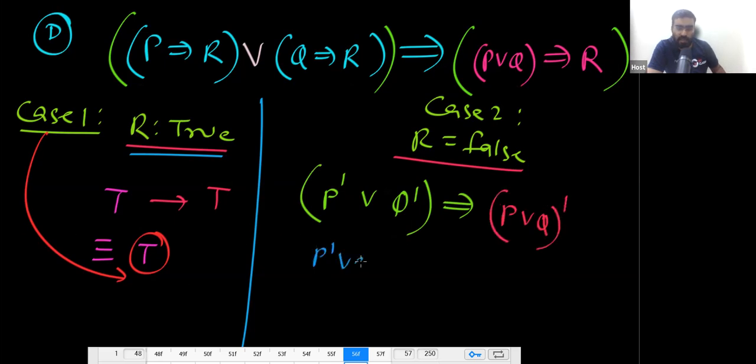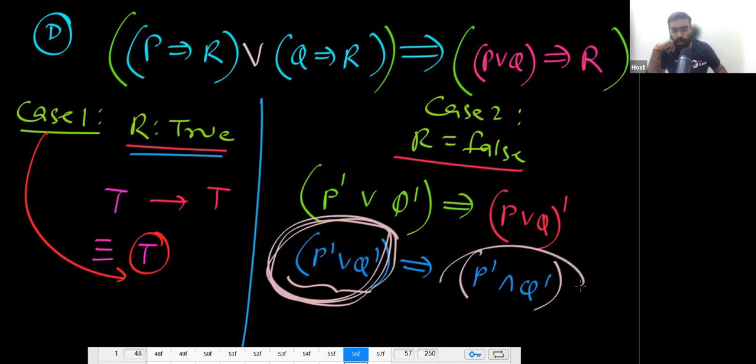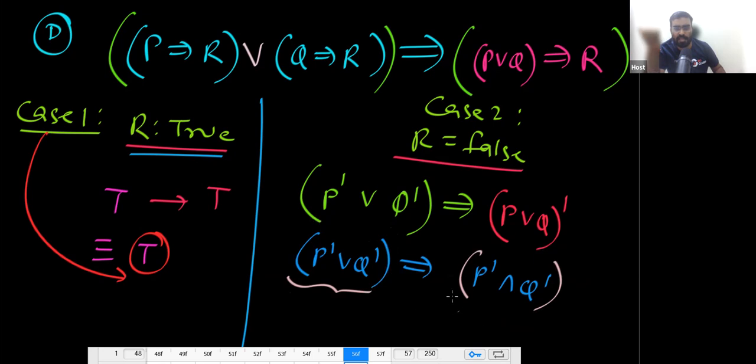Now, P dash or Q dash, does it imply P dash and Q dash? At least one of them is false. Does it mean both of them are false? So clearly this is a contingency. So you can see this option D is a contingency.